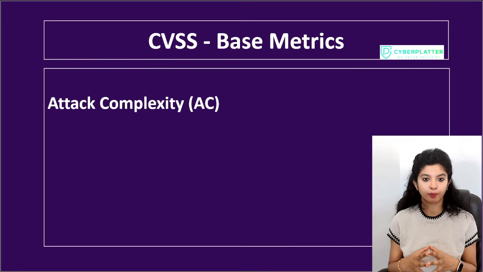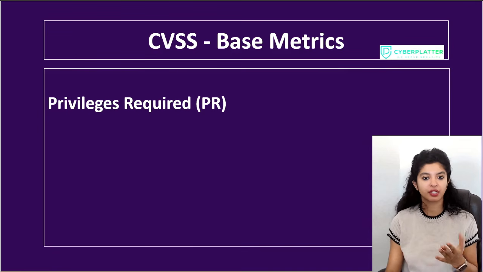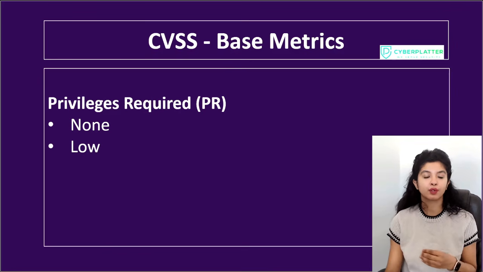Next is attack complexity. These are conditions required for exploitation. It can be low, that is simple or reliable attack, or high, that is it requires rare or special conditions. Next is the privileges required, that is what level of access the attacker must already have. None, that is no authentication is needed. Low, basic user rights needed. High, admin or root needed.